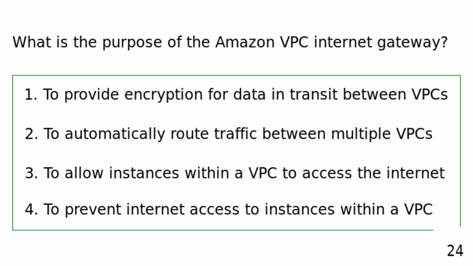What is the purpose of the Amazon VPC Internet Gateway? To provide encryption for data in transit between VPCs. To automatically route traffic between multiple VPCs. To allow instances within a VPC to access the Internet. To prevent Internet access to instances within a VPC.